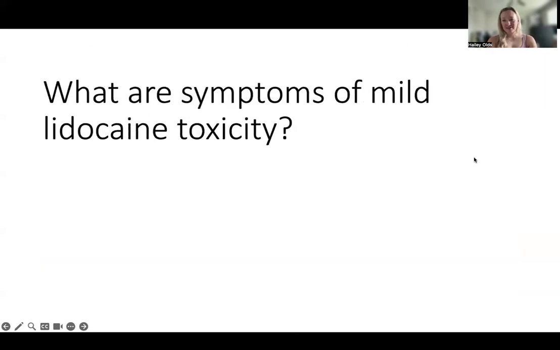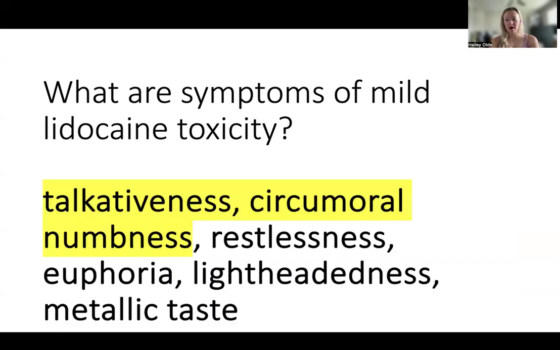So now we're going to get into symptoms of lidocaine toxicity. Some people say it's similar to signs of alcohol intoxication. So what are the first mild symptoms of lidocaine toxicity? So the big one is numbness around the mouth. And then talkativeness, they might feel a little euphoric, lightheaded. They might have a metallic taste and feel restless.